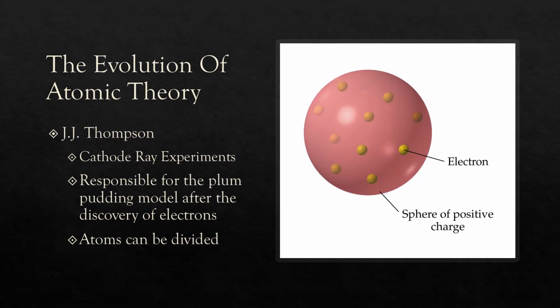J.J. Thomson decided to run with this and did cathode ray experiments in the 1800s. J.J. Thomson is responsible for making the plum pudding model after the discovery of electrons. Electrons were shown to be negatively charged, so he had them sort of stacked like pieces of plums inside a cake of positive charges, as can be shown in the model on the right. J.J. Thomson also discovered that atoms can be divided.